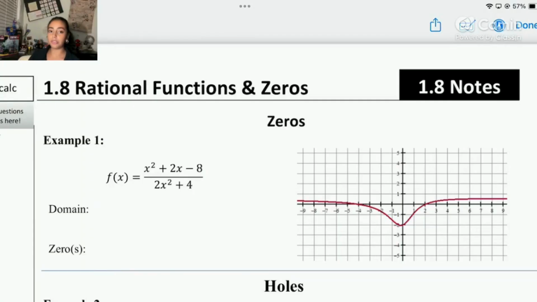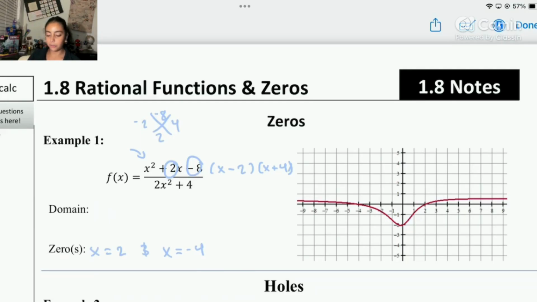Okay, so we're going to be starting off with zeros, and basically all that means is that we're going to be looking for what x values will make the numerator of the function equal 0. So we can just factor this out, and we're thinking what two numbers multiply to -8 and add to 2, and those two numbers are -2 and 4. So we can factor this to x minus 2 times x plus 4, and that means that our zeros will be x equals 2 and x equals -4.